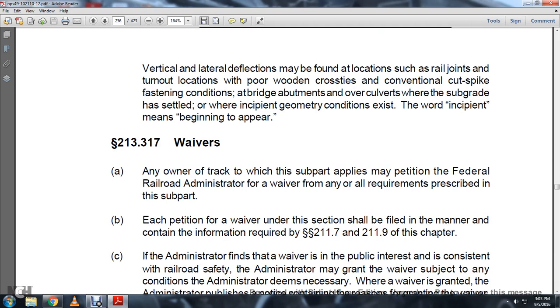213.317 Waivers. Any owner of track to which this subpart applies may petition the Federal Railroad Administration for a waiver from any of the requirements prescribed in this subpart. The petition for the waiver under this section shall be filed in the manner and contain the information required in sections 211.7 and 211.9 of this chapter.